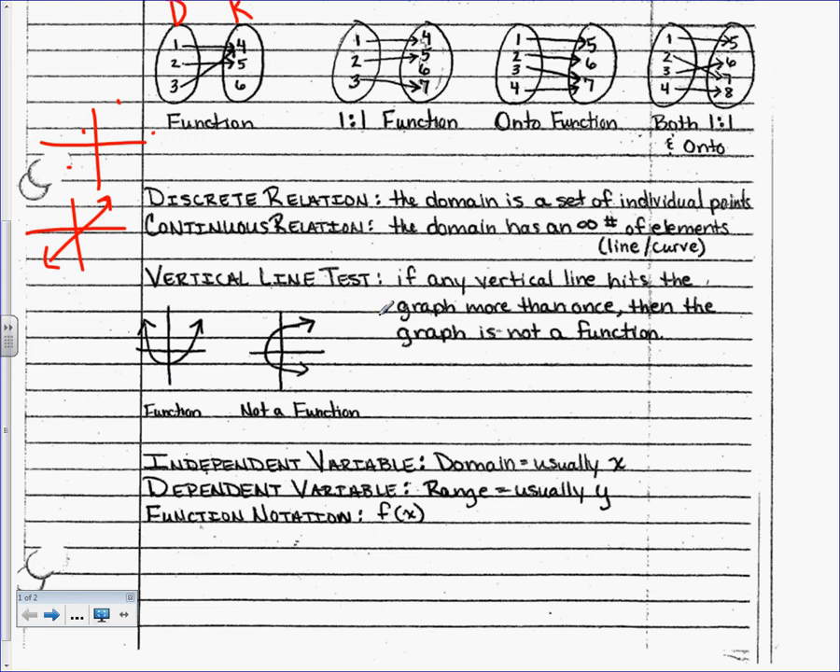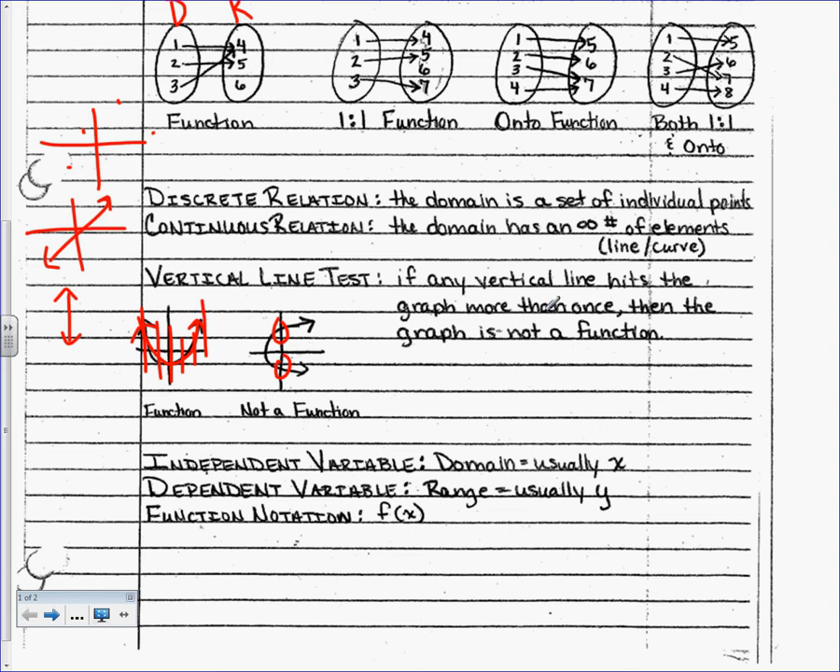Vertical line test. If any vertical line, so vertical, remember, is up and down, hits the graph more than once, the graph is not a function. So for example, if I were to draw any vertical line here, it never touches the actual graph, the parabola right here, more than one time. This one does. Look, there's 2 right there, right? So that's not okay. That is not a function because it does not pass the vertical line test.